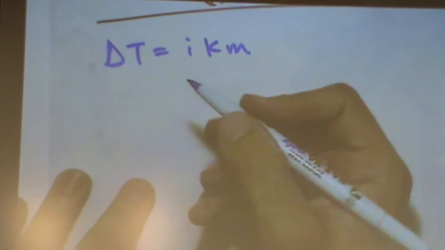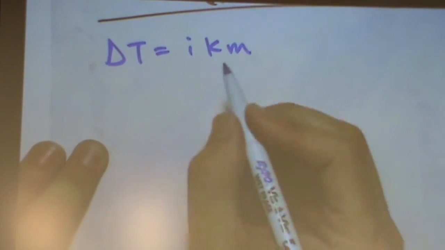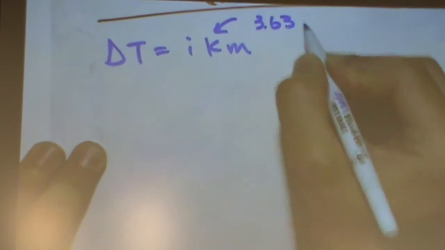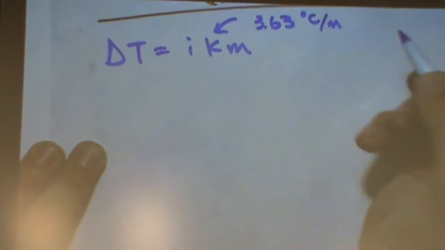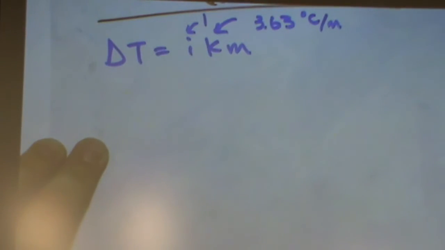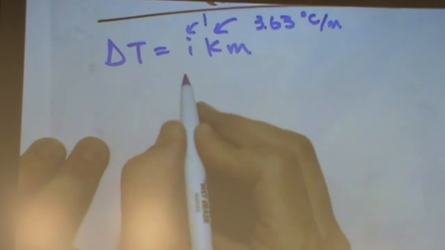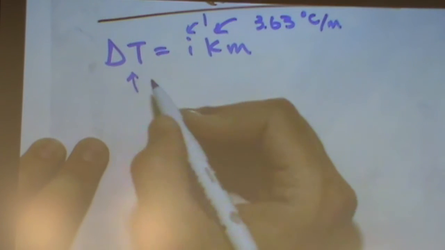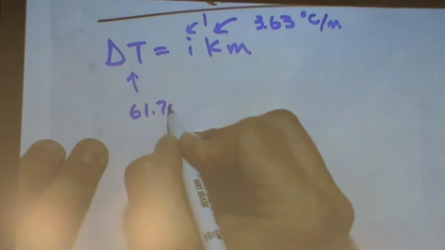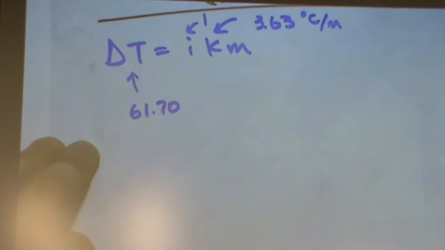Delta T equals iKm. Well, first of all, K is given: 3.63 degrees C per molality. These are all kind of organic compounds, so i for everything is 1. All right, what else do I need? Delta T, the boiling point of pure chloroform is 61.70.